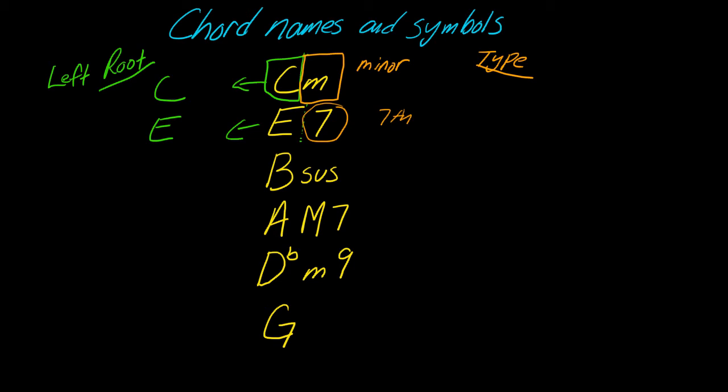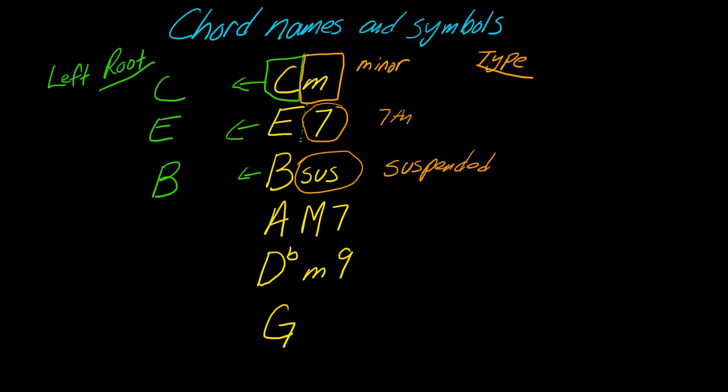All right. So here, what do you think the root will be? If you said B, you're correct. B is the root. The type of chord is a suspended chord. Suspended is a code name for the type of notes that you add to the root.